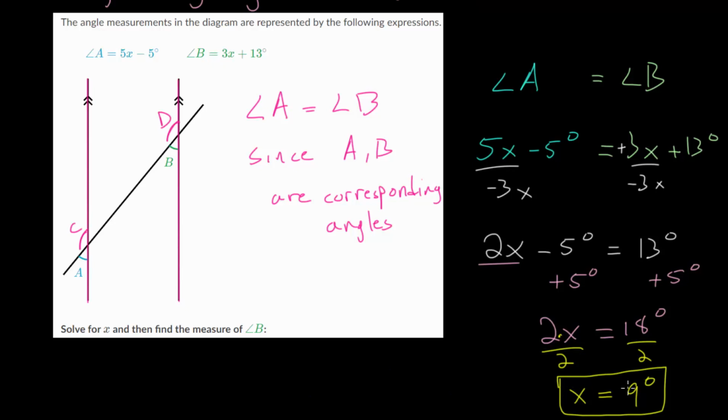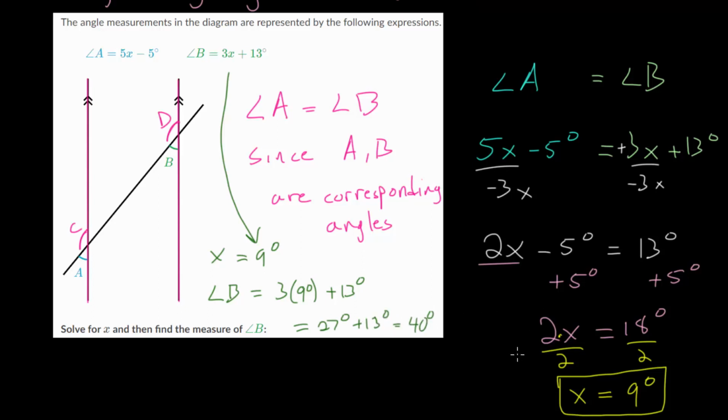So let's now plug this into our expression for B. Working down here, we think that x is 9 degrees. So angle B would be 3 times 9 degrees plus 13 degrees. 3 times 9 is 27 degrees. And adding 13 more brings us to 40 degrees.